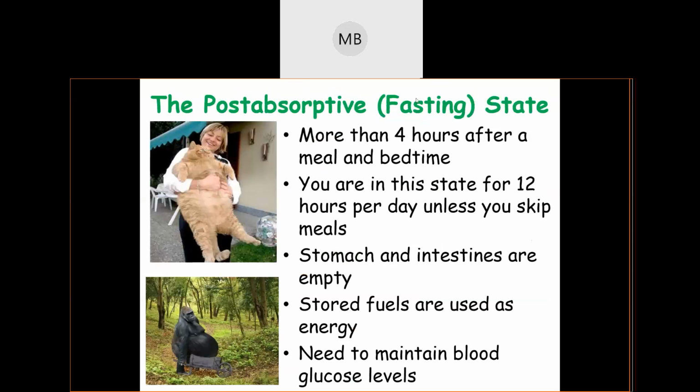Yeah. In your fasting state, that's more than 4 hours after a meal and when you are asleep. Right, that means your stomach and your intestines are empty. Your body is automatically going to start storing fuels that are used as energy, and it's going to try to maintain your blood glucose levels. So if you are going long periods of time between eating, your body is going to try to store more fats and energy during the time between foods.